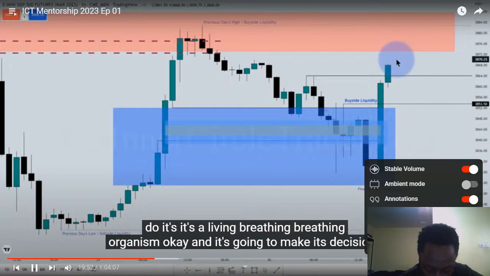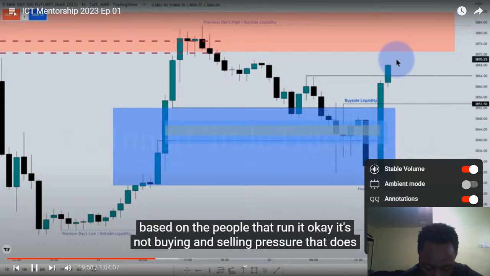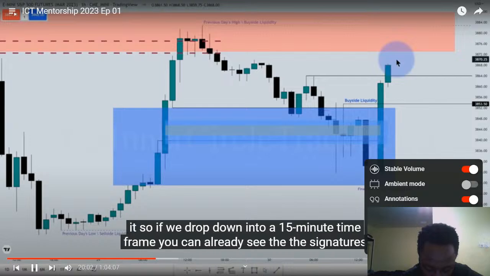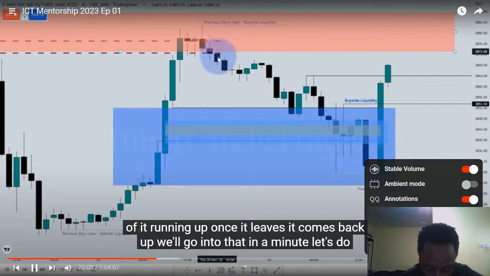It's a living, breathing organism, okay? And it's going to make its decisions based on the people that run it. Okay, it's not buying and selling pressure that does it. So if we drop down into a 15-minute time frame, you can already see the signatures of it running up. Once it leaves, it comes back up. We'll go into that in a minute. Let's do a 15-minute.